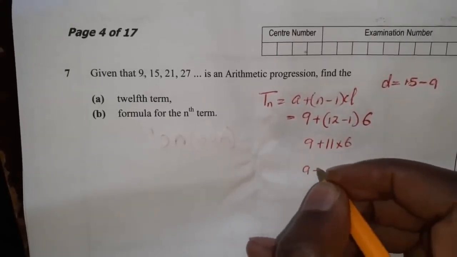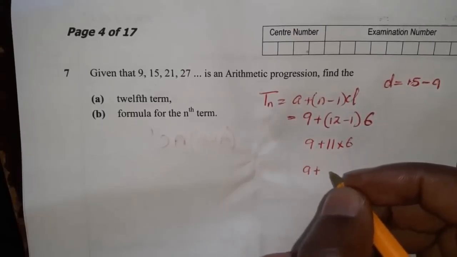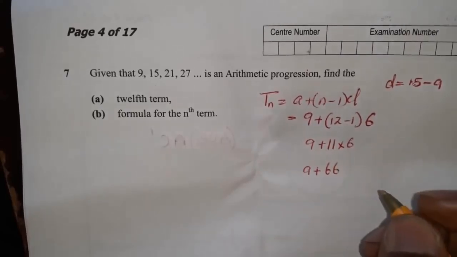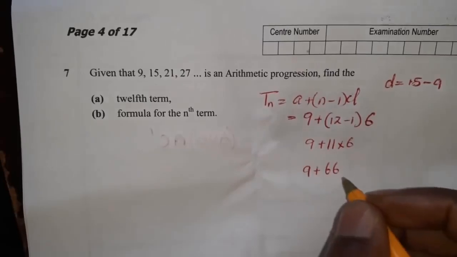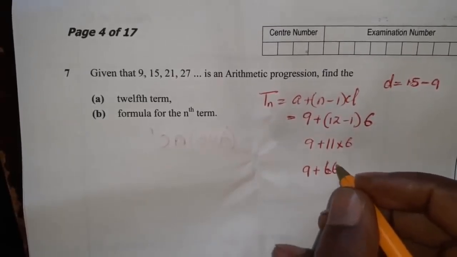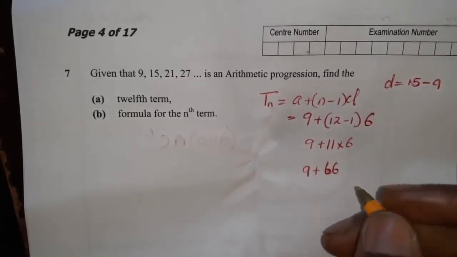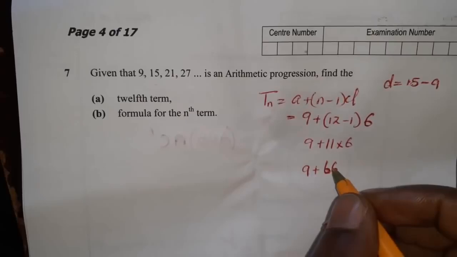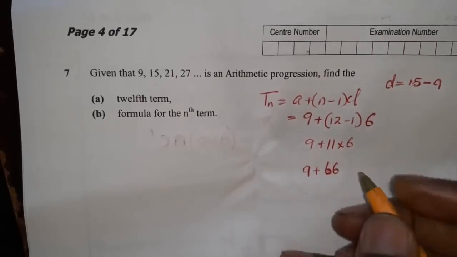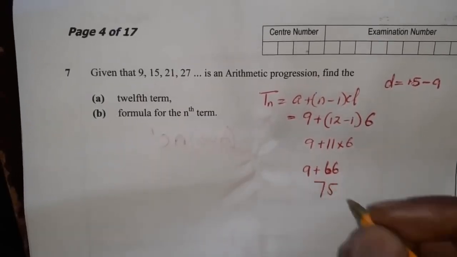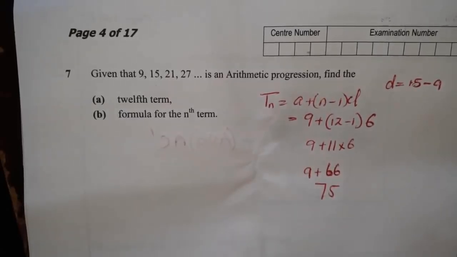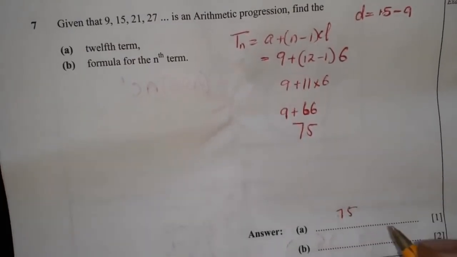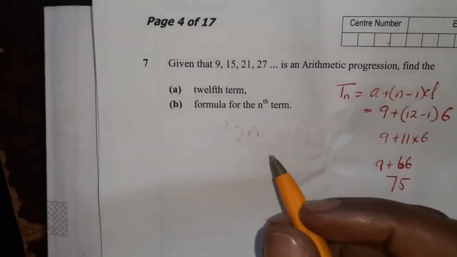So we say 9 plus, we need to multiply before we add. So what are we going to get here? 66. Please, can you help me add here? Now with these things, it's easy to make mistakes. Let's add 9 to this one. When you add a 4, you're going to get 70, then 75. So 75 is what we are going to get as the 12th term here. 75.